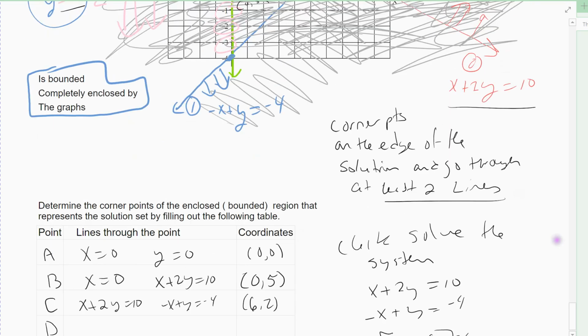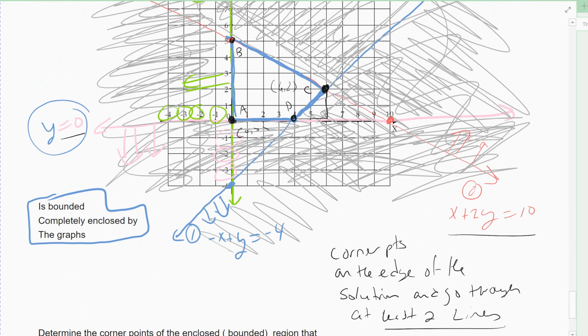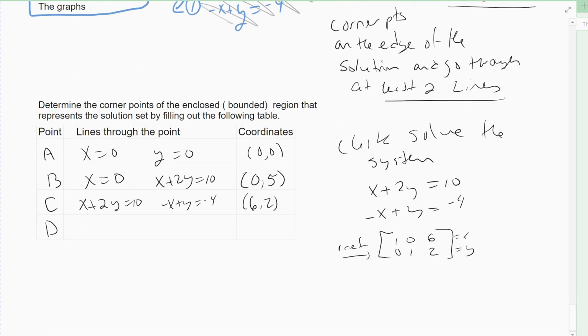All right, the last one, D, is a little easier because it goes through the pink line, which is y equals 0. It goes on my axis. So, and the blue line. So y equals 0, and the blue line, which was negative x plus y equals negative 4. And that was the point 4, 0.